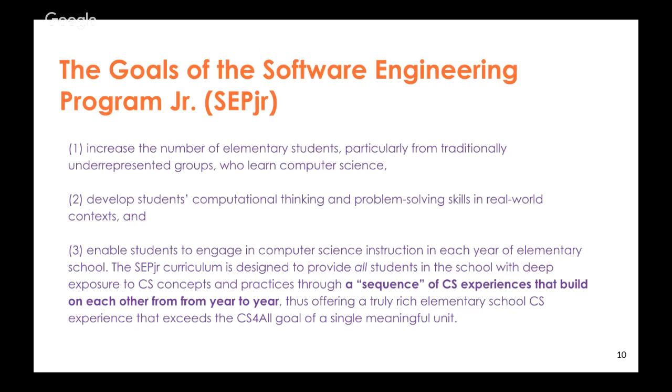So again, now getting specifically to the goals of the Software Engineering Program Junior, SEPjr. One, to follow along with the expectations of CS for All, it's to increase the number of elementary students, particularly from traditionally underrepresented groups, who learn computer science. Two, develop students' computational thinking and problem-solving skills in real-world contexts. And then finally, enable students to engage in computer science instruction in each year of elementary school.